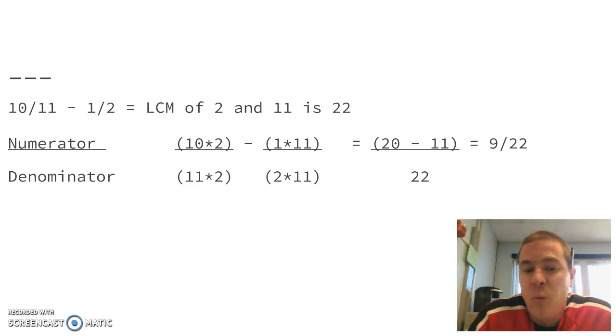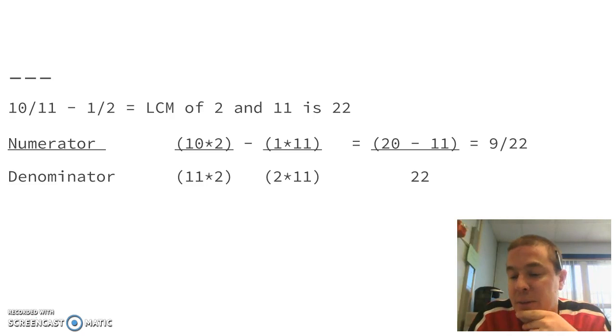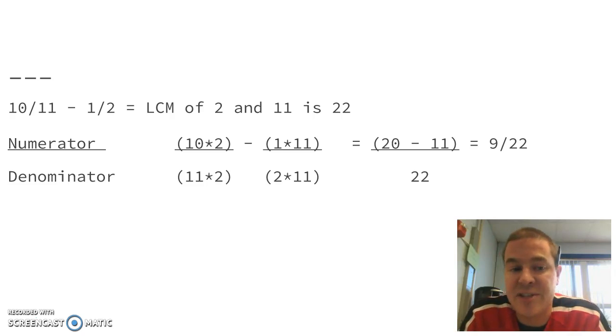On the second one, 1/2, I need to figure out what times 2 will give me 22. Well, it's 2 times 11. So I multiply by 11 on the bottom, and then I need to multiply by 11 on the top. So 1 times 11 is going to be 11. The bottom is going to be 2 times 11, which is 22. So the second fraction is 11 over 22.